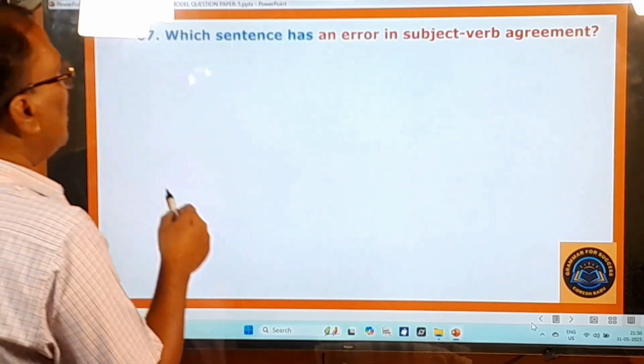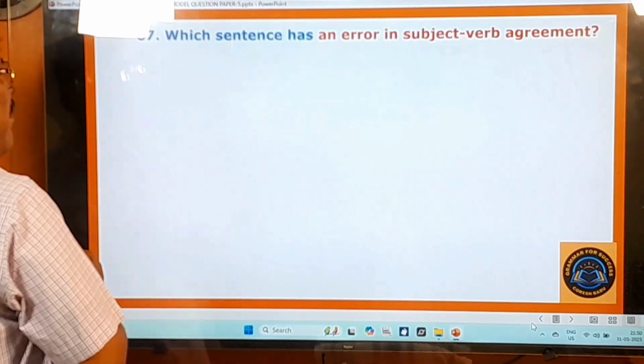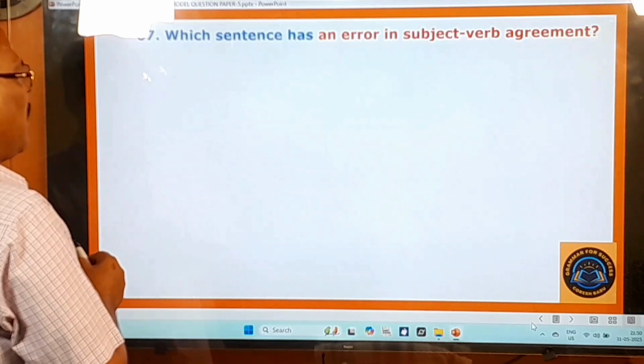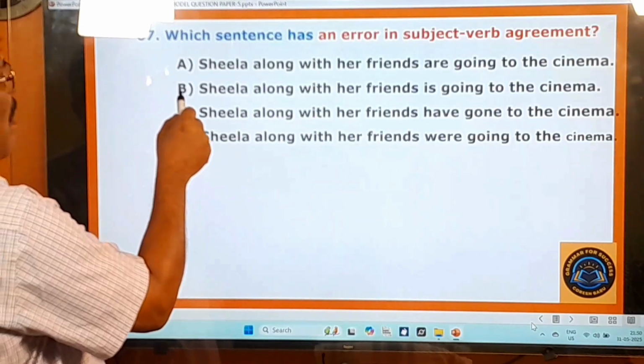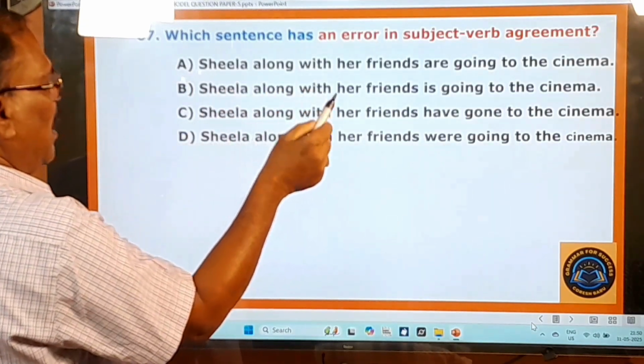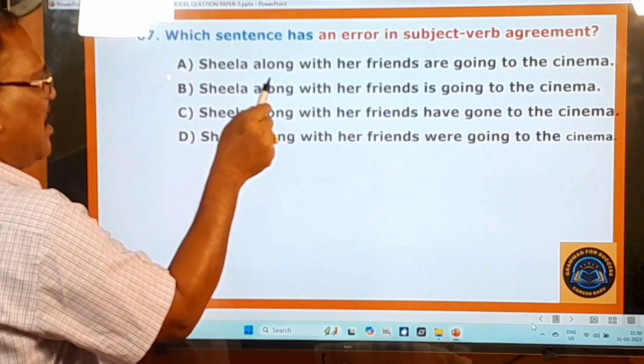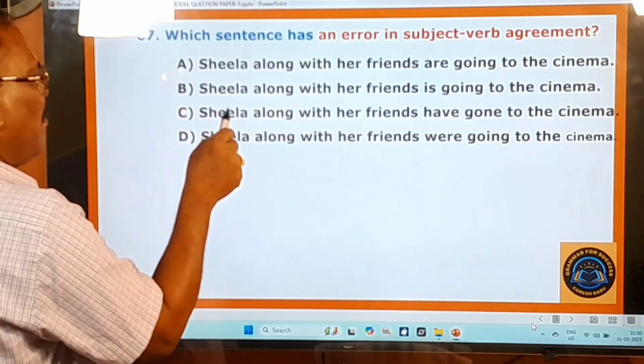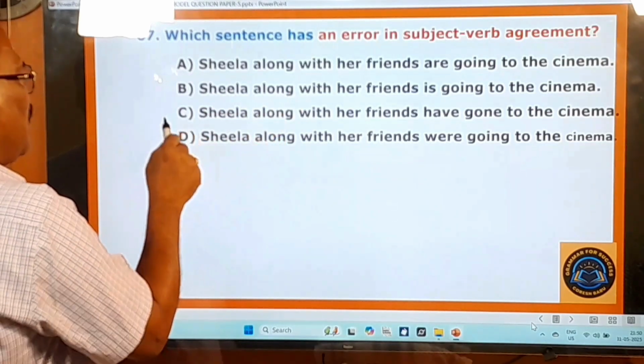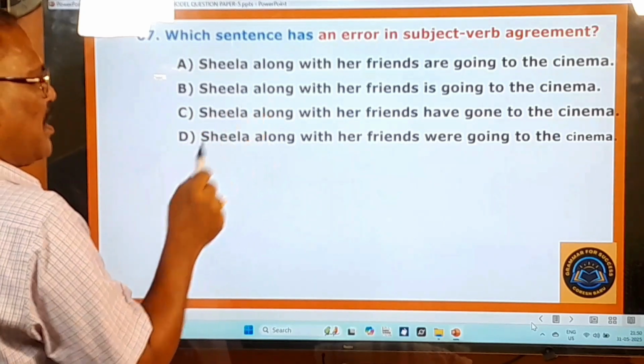67th question. Which sentence has an error in subject-verb agreement? Sheila along with her friends are going to the cinema. Sheila along with her friends is going to the cinema. Sheila along with her friends have gone to the cinema. Sheila along with her friends were going to the cinema.